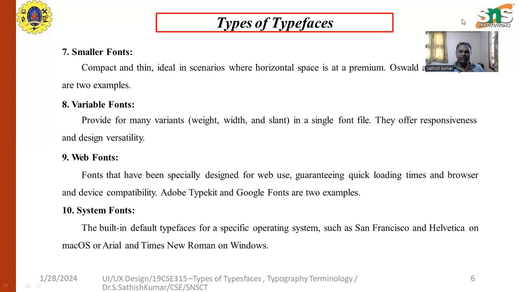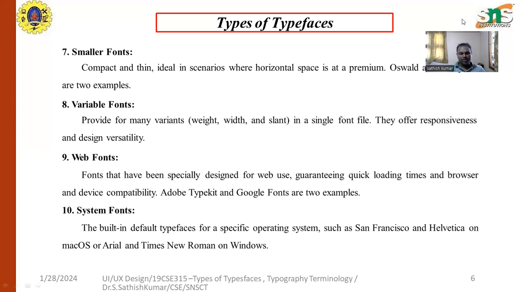So next one is variable fonts. A variable font packs weight, width, and slant in a single font file. They offer responsiveness and design versatility. Next one is web fonts. Web fonts guarantee quick loading times and browser and device compatibility. Adobe Typekit and Google Fonts are the best examples for web fonts.